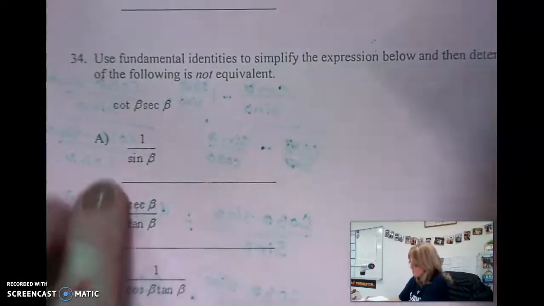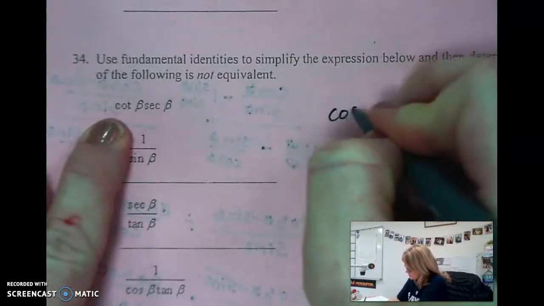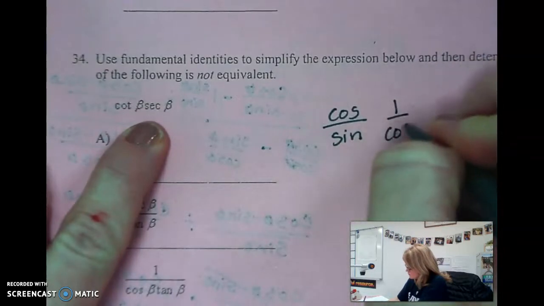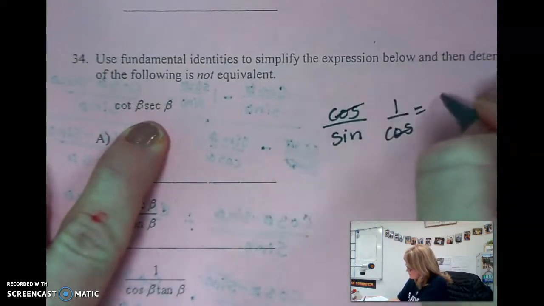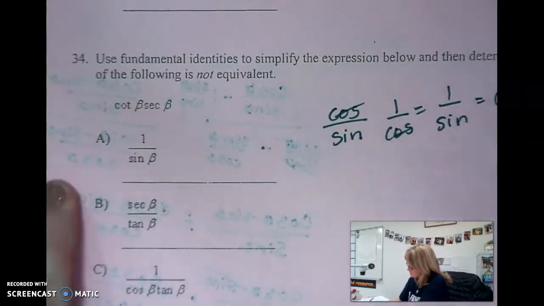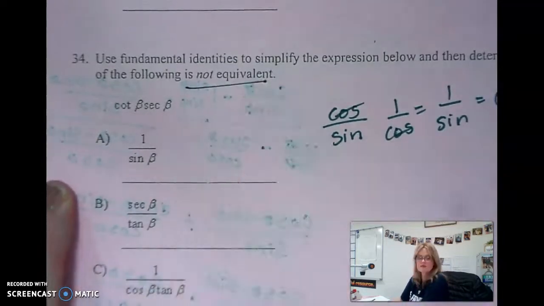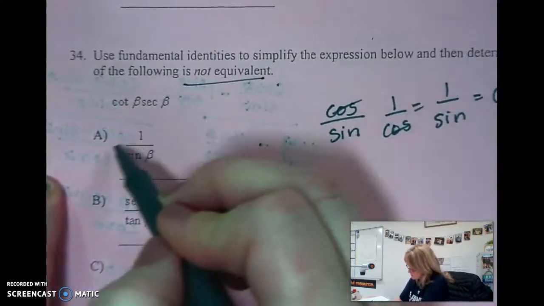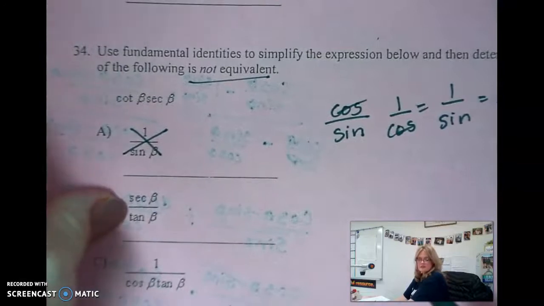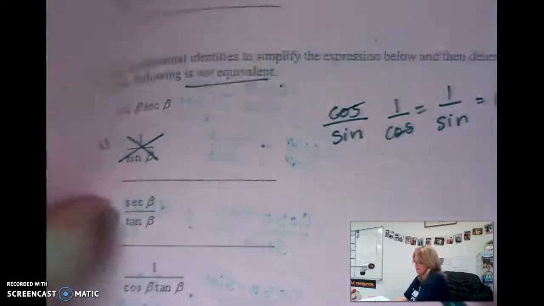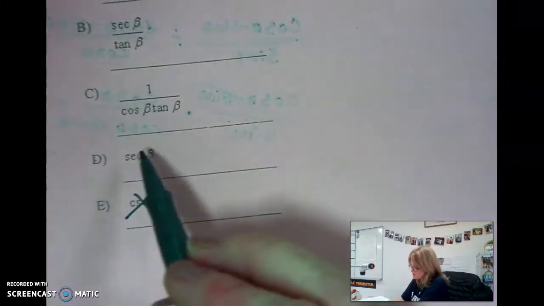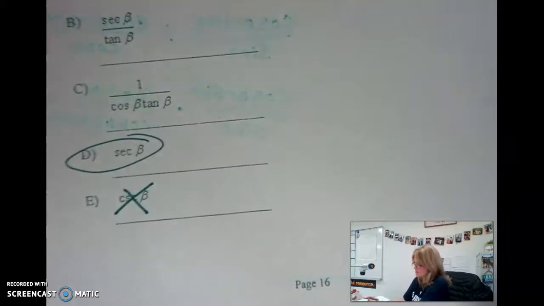Number 34, cotangent, again, is the same as cosine over sine, times secant, which is the same as 1 over cosine, and these cancel out, and I'm left with 1 over sine, which is the same as cosecant. Now it says which is not equivalent, so make sure you're reading the directions. So we did prove this to be true. I also proved this to be true. And based off of a process of elimination, if it's cosecant, there's no way it can be secant, because those are not even close to reciprocals of each other. So our answer is D.